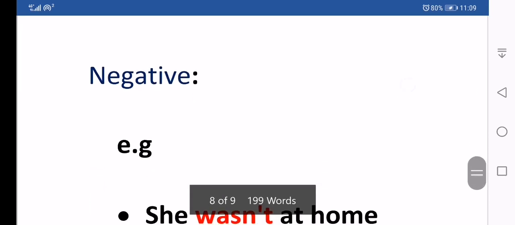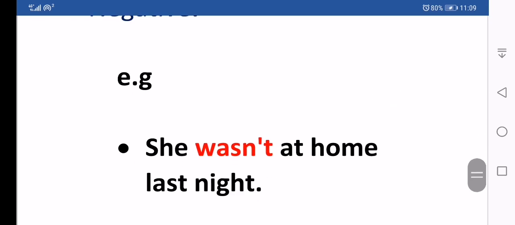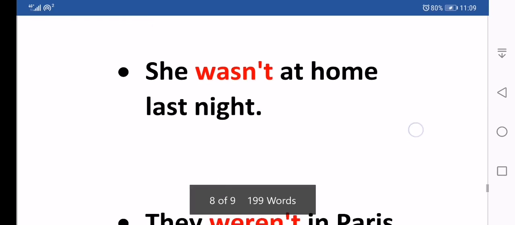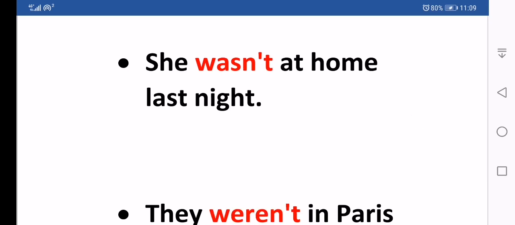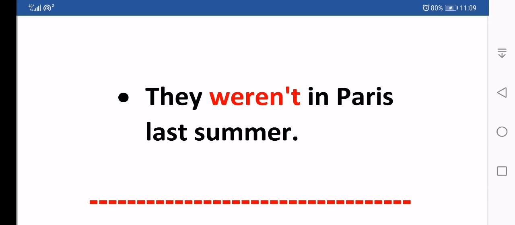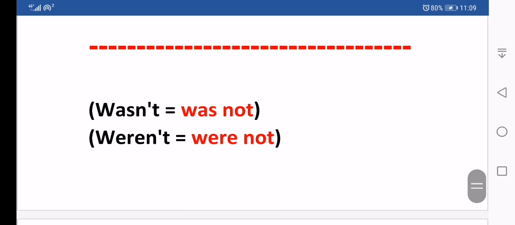How do you form negative sentences of the verb to be in the past? We use not. Of course, we place it after the helping verb was or were. For example, she wasn't at home last night. She wasn't at home last night. The second example, they weren't in Paris last month. Wasn't equals was not. Weren't equals were not.